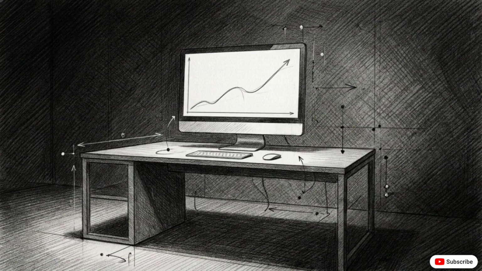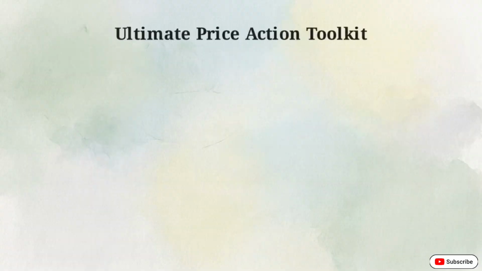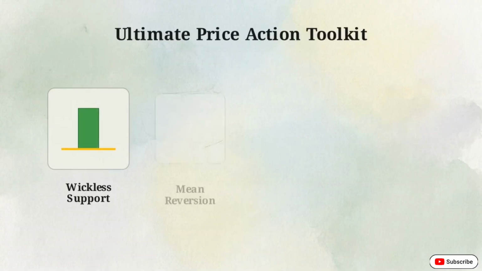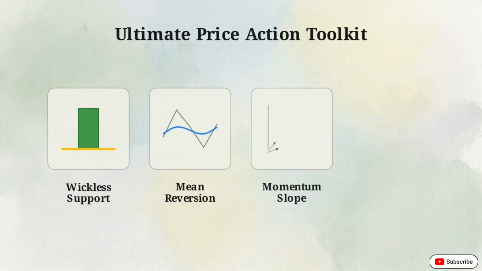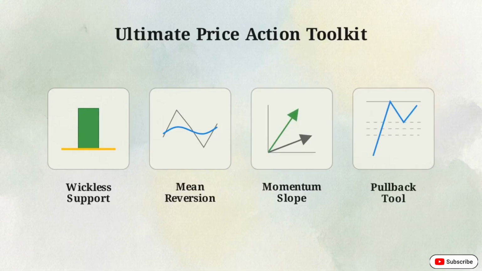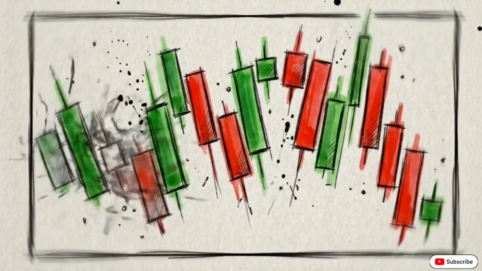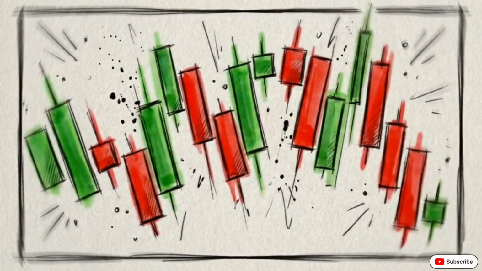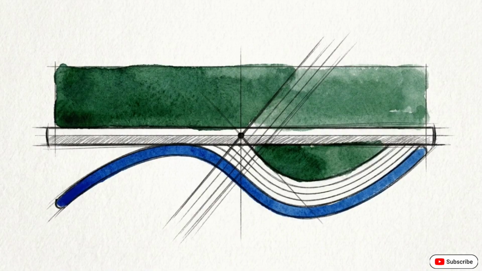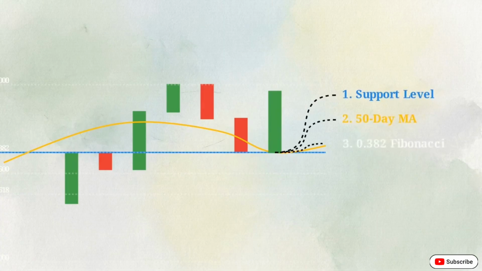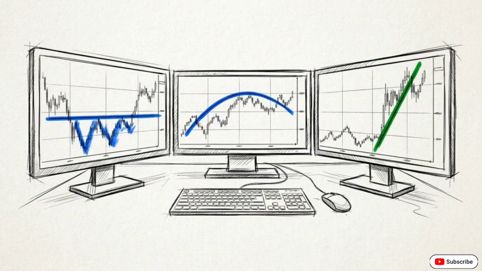You now have a newly configured workspace, including wickless support lines, a 50-day average for mean reversion, momentum slope analysis, and a simplified pullback tool. It is important to remember that these price action signals do not guarantee a specific outcome in every instance. The market is inherently volatile. However, when these tools align, showing a price at support, overextended from its average, and showing a weak pullback, they provide multiple layers of evidence for a trade. Using them in confluence offers a more complete picture than any single indicator could on its own.